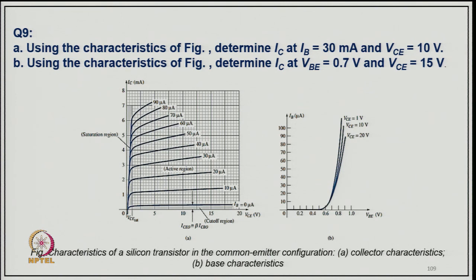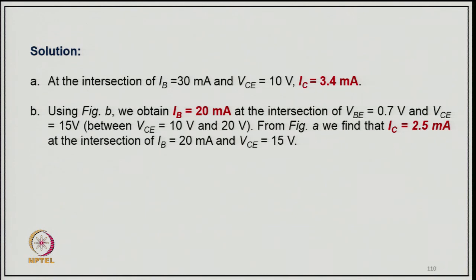Coming to example 9: using the characteristic of the figure, determine the IC for IB 30 microampere and VCE 10 volt, and using the characteristic of the figure, determine the IC at VBE equal to 0.7 and VCE equal to 15 volt. These are the characteristics given, and from this we can find out the intersection at IB equal to 30 microampere and VCE equal to 10 volt, for which IC comes 3.4 milliampere. From figure B we obtain IB equal to 20 microampere at the intersection of VBE of 0.7 and VCE of 15 volt, between VCE 10 volt and 20 volt.